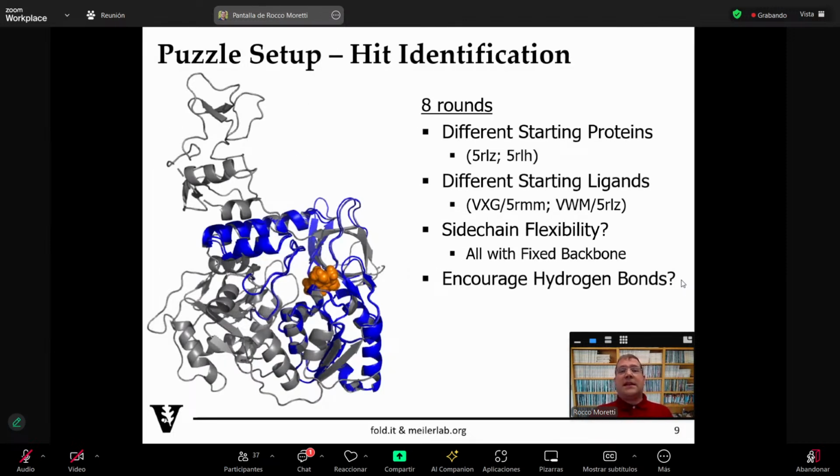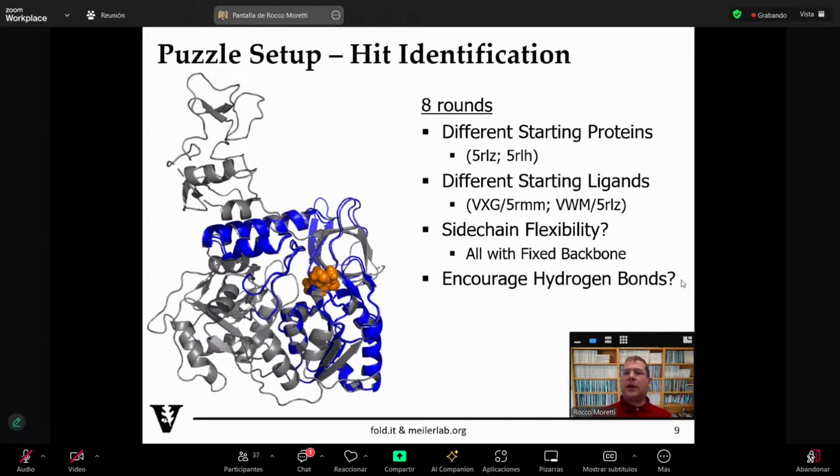So this leads us to the puzzle setup. So for the hit identification phase, we had 8 rounds of puzzles, 1 week each for the puzzles. And each of these different puzzles are slightly varied. So we varied which starting protein we used. We varied which starting ligand we gave them. So all of the puzzles start with a ligand that the players can then diversify and change. We also varied whether or not we allowed sidechain flexibility. However, we kept a fixed backbone throughout.